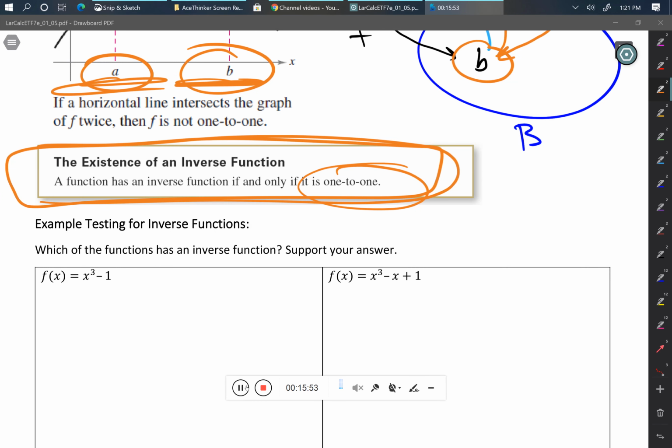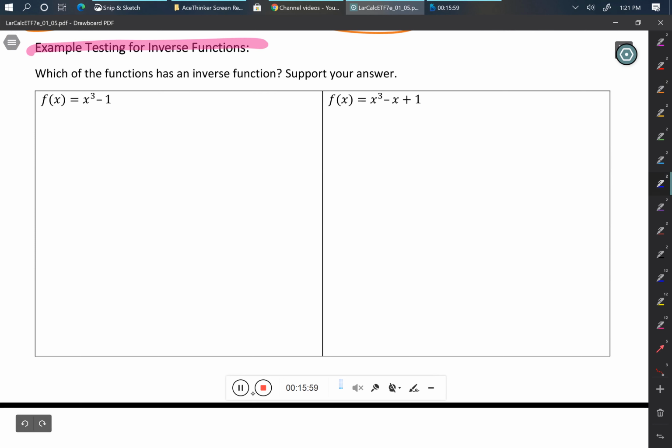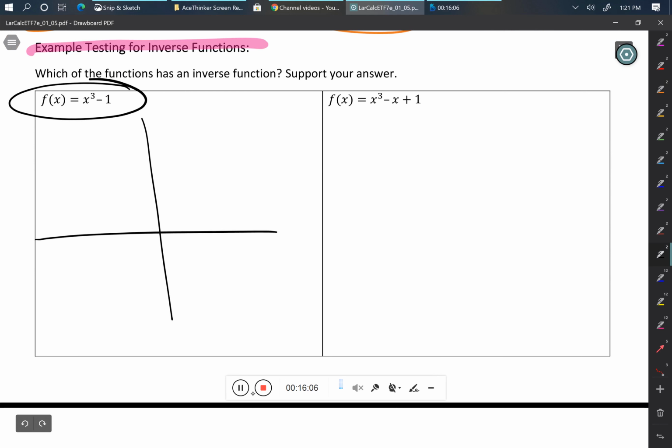All right, so let's look at this example right here. Which of the functions have an inverse function? So which one of these will have an inverse function? Well, let's take a look at this one first. Given what I know about it, I know that that is a cubic equation that has been vertically translated one unit down. So it's going to look something like this if I graph it.